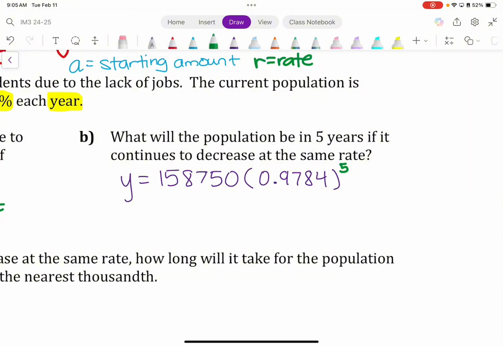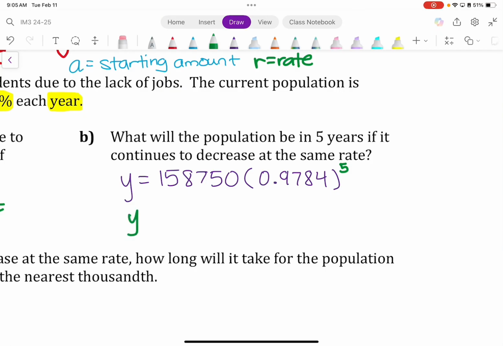Now you might get a number that has a decimal. So you should be rounding that number to the nearest what? Not hundredth. It's not money. So we're not rounding to the nearest hundredth. We're talking about people. Can you have 0.7 of a person? No. Can you have 0.3 of a person? No, you can't have a point of a person. You're going to round to the nearest whole number. Okay? All right.